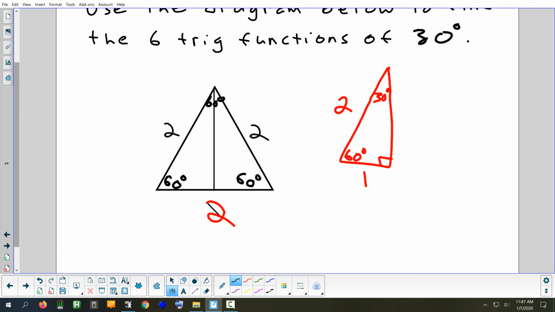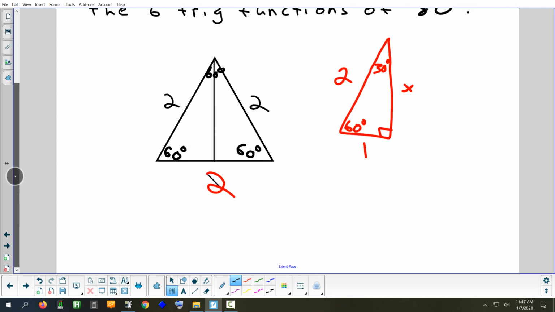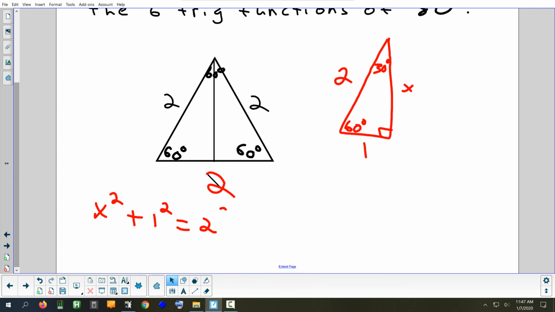What would I have to do? Pythagorean theorem. Yeah, just do the Pythagorean theorem. X squared plus 1 squared equals 2 squared. So you get x squared equals 3. Square everything and subtract the 1, and then take the square root of each side. So this is the square root of 3.